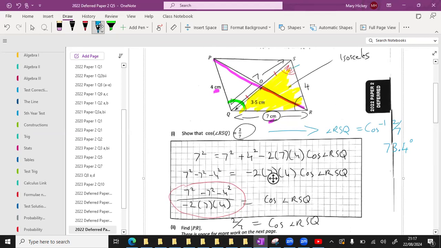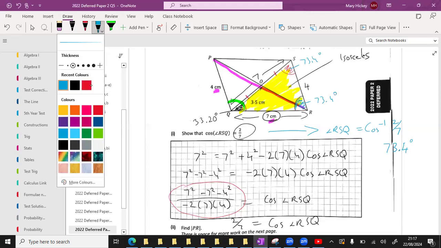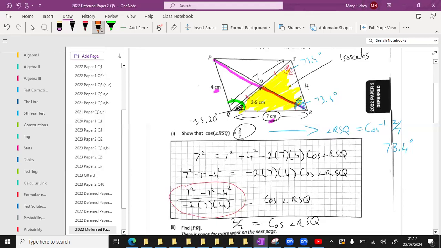Now that means, so that's 73.4 degrees, which means because it's an isosceles triangle, this entire angle here is also 73.4 degrees, which means I can calculate the missing one. So I'll just double that and take from 180. So the little angle here, just where I have the black, that is 33.20 degrees.